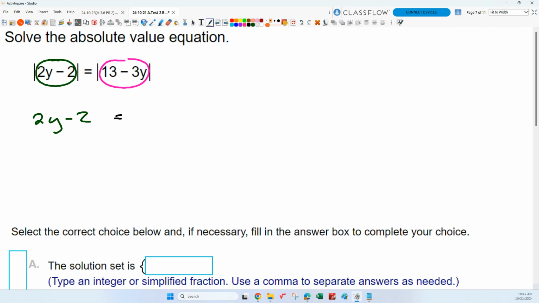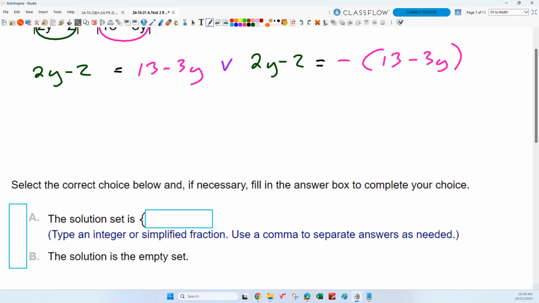Okay, positive or negative, right? So either it's going to equal what's in the other absolute value, the positive, or what's inside the first absolute value is equal to the opposite, or the negative of what's inside the second absolute value. So we didn't really have to isolate anything because that part was already done, but this is the split step, right? We split it into two equations and then we just solved those.